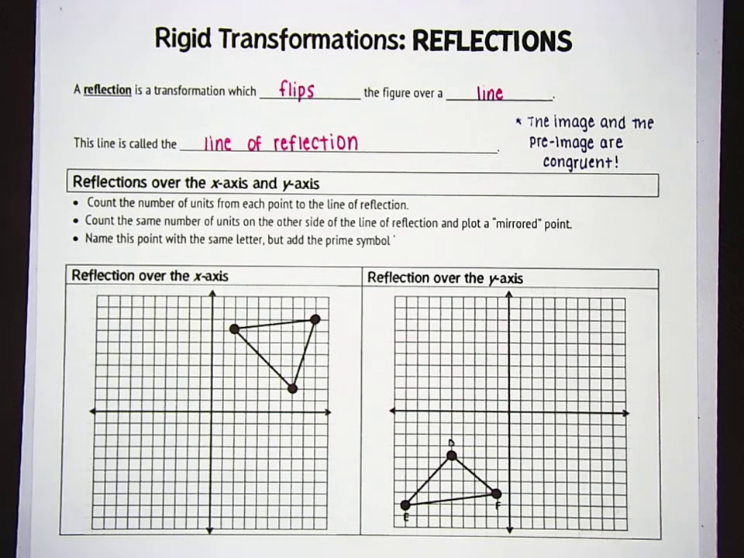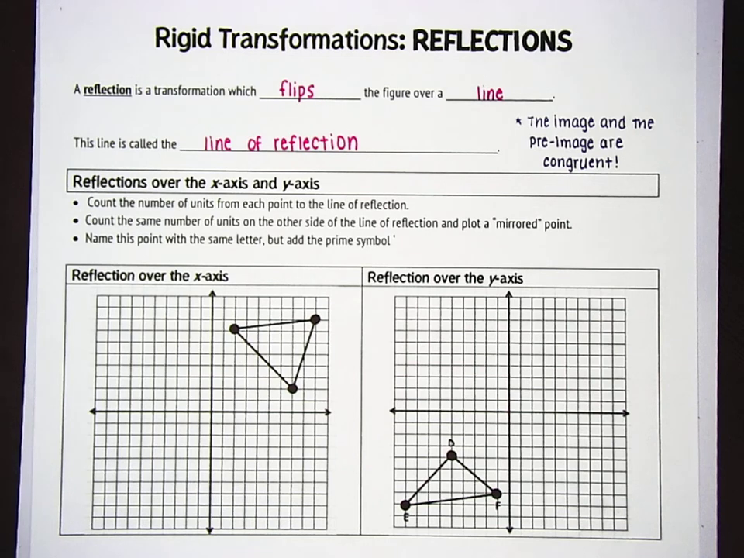We're going to talk a little bit about reflections. So, a reflection is a rigid transformation which flips the figure over a line, and this line is called the line of reflection. It's also important to note that anytime we perform a reflection, the image and the pre-image are always going to be congruent, meaning the figure is going to have the same size and the same shape, but its positioning may be different.